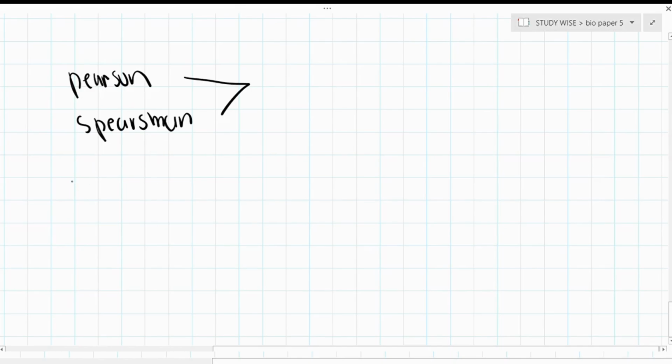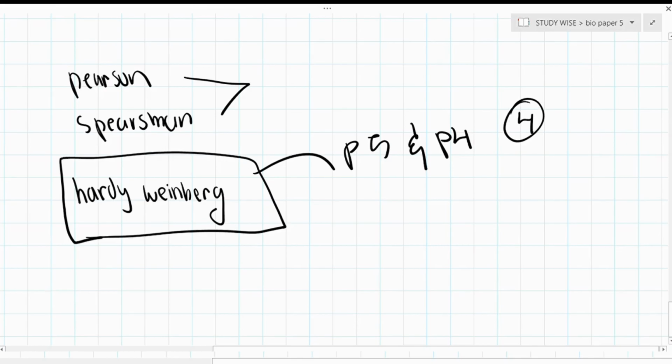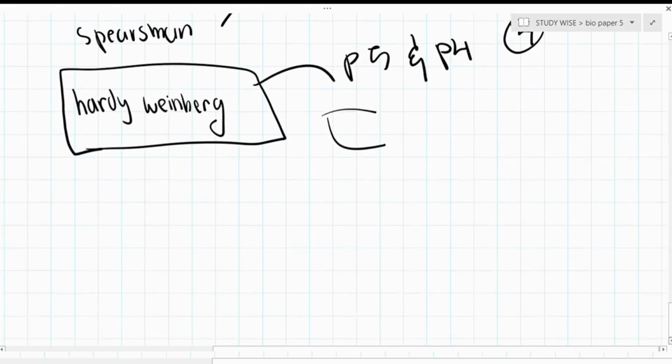And then you have the Hardy-Weinberg. And this is very, very crucial for both your paper 5 and your paper 4s, because it comes with 4 marks. And it's very, very easy. So why lose that? Anyways, there's a formula, and then there's a set of conditions. We're also going to be discussing that later.